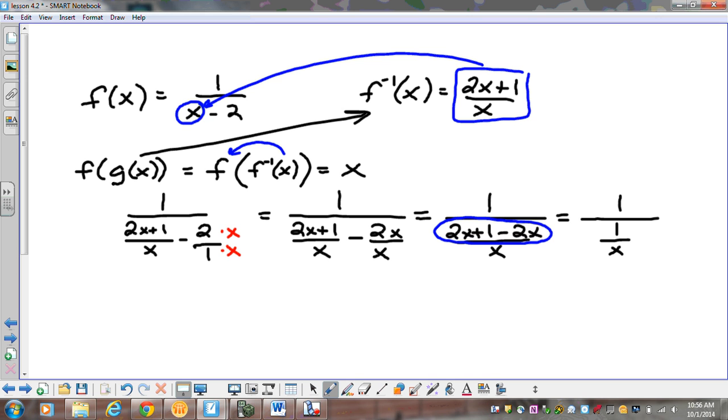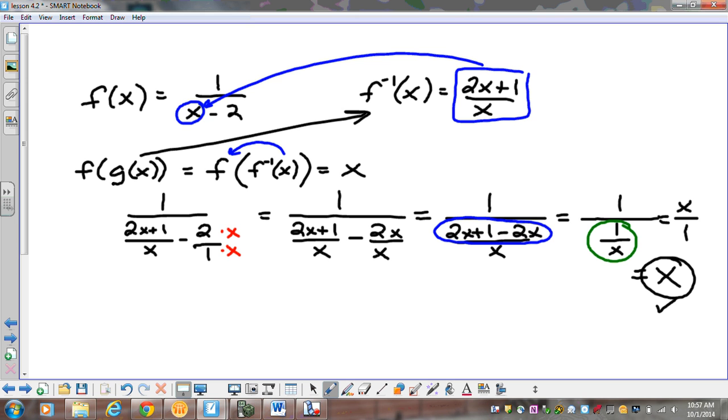Now, we've talked about it before. If we have a fraction divided by a fraction, the way we undo it is to multiply by the reciprocal. The reciprocal of 1 over x, remember reciprocal means I flip it, will be x over 1. And x over 1 is just x, which is what I was looking for. So check. So far it looks like this is in fact the inverse.